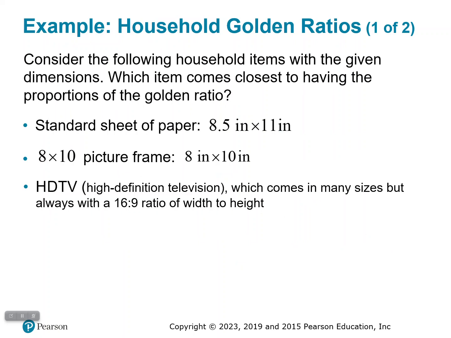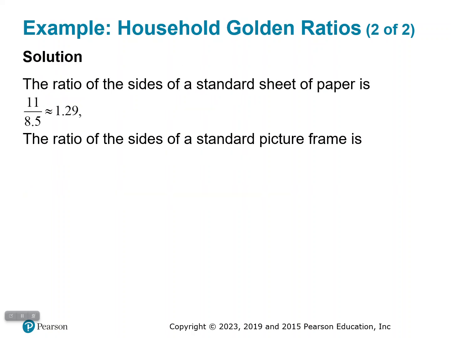So let's look at some household items. A standard sheet of paper is 8.5 by 11. An 8 by 10 picture frame looks great up on the wall. It's 8 inches by 10 inches. And a high def television always has a 16:9 ratio. It has the letterbox version for maximizing the output of the visuals of the movie or whatever you're watching.